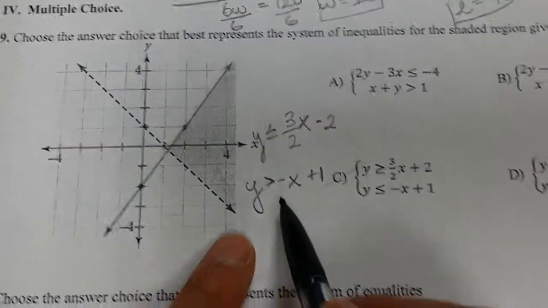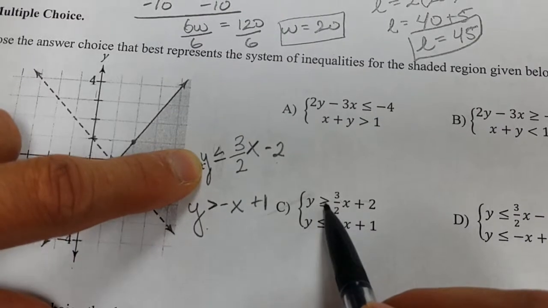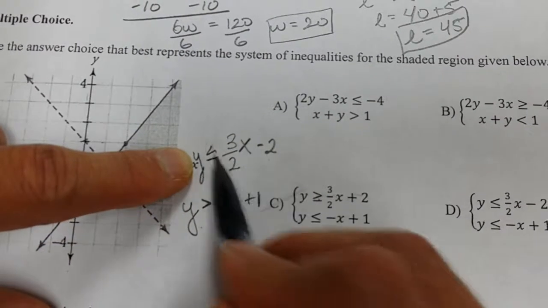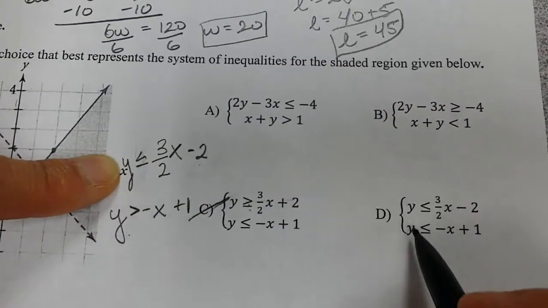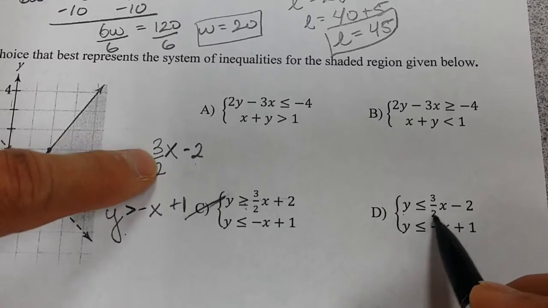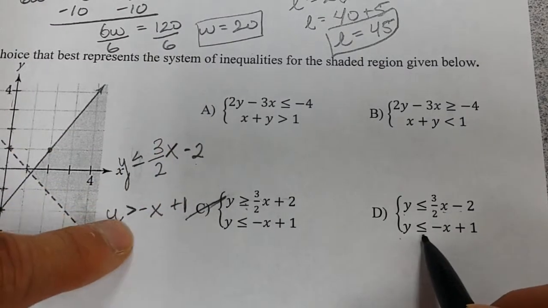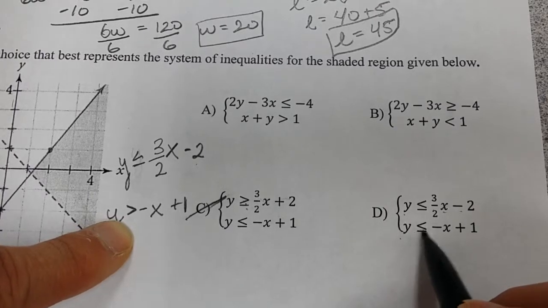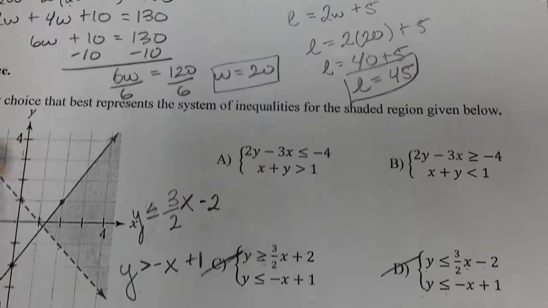So now let's compare my 2 answers to the answer choices. Well, here the symbol is all wrong, right? It's opposite. So that's gone. Here, okay, y is less than or equal to 3 over 2 x minus 2. That works out. Y is greater. So the symbol is wrong here too. I can cross that out.